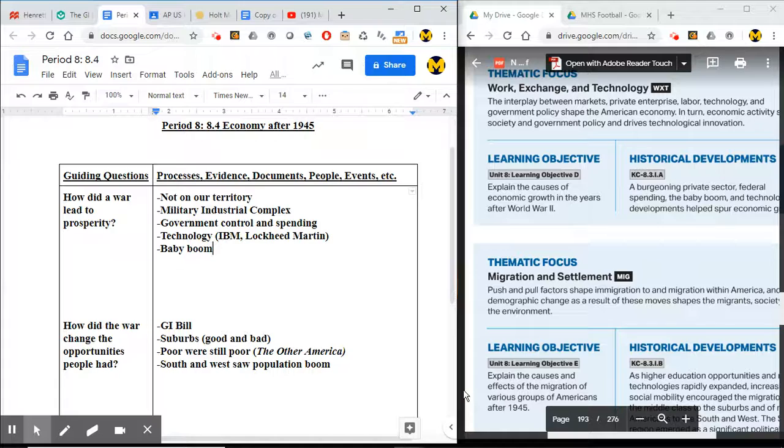And even for minority groups like African Americans, although things weren't going well right away, we're seeing the dawn of the civil rights movement. And we're starting to see government action to solve some of those civil rights issues. But that's something we'll get to later. I think this is an awesome decade.